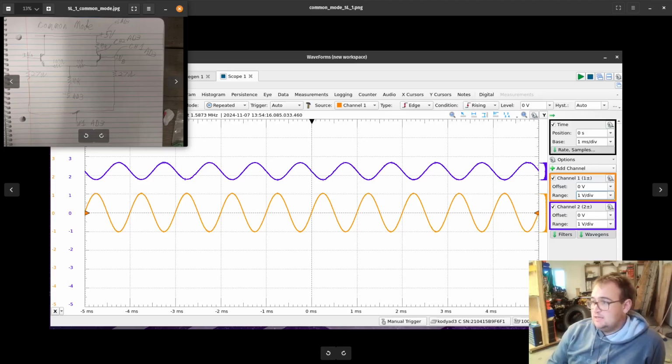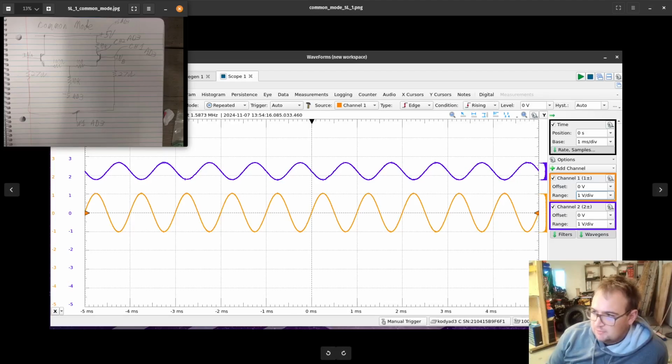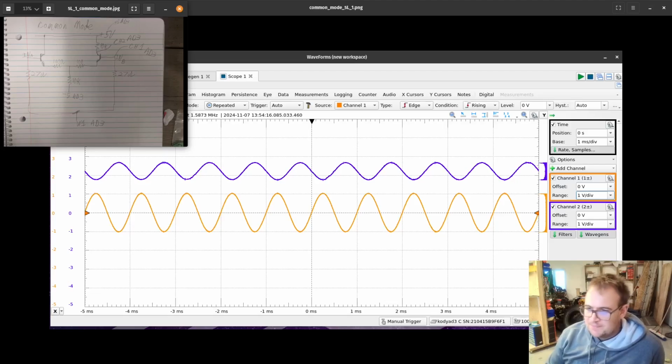Then we have channel 2 over here, and it's shifted up. I thought it was shifted up, but really it's just up there. And it is roughly half the size. It goes from about 1.8 to about 2.8, so a half volt amplitude sine wave for a 1 volt input, and we expected the common mode gain to be 1/2. So that aligns with our expectations.